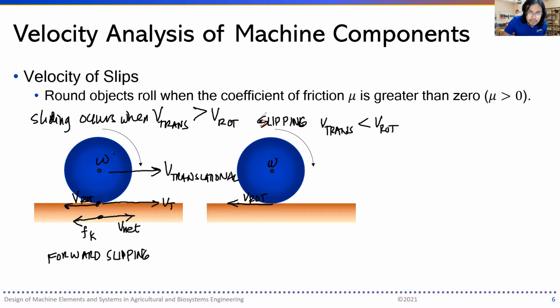Then you have the rotational velocity, and your translational velocity over here. So the net is going to be v net, for example, here. And you still have a frictional force along the opposite of that. This would be best shown using an example.